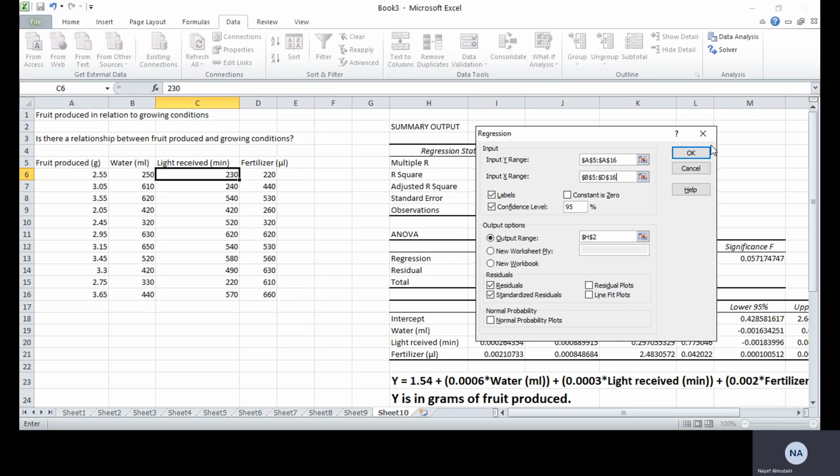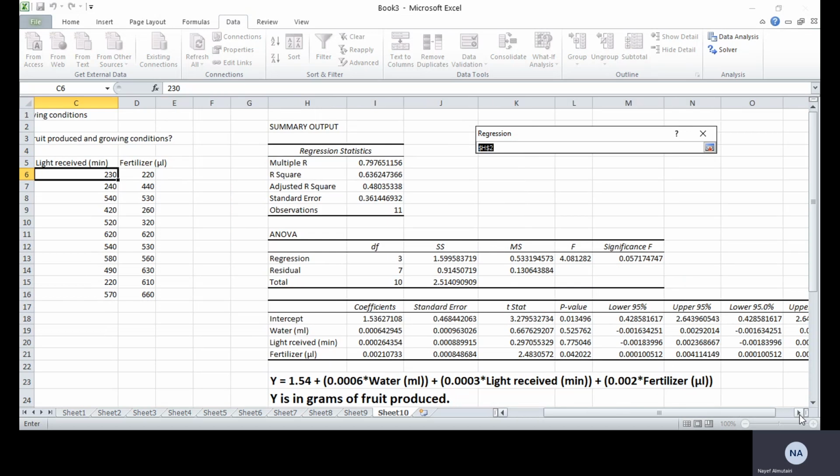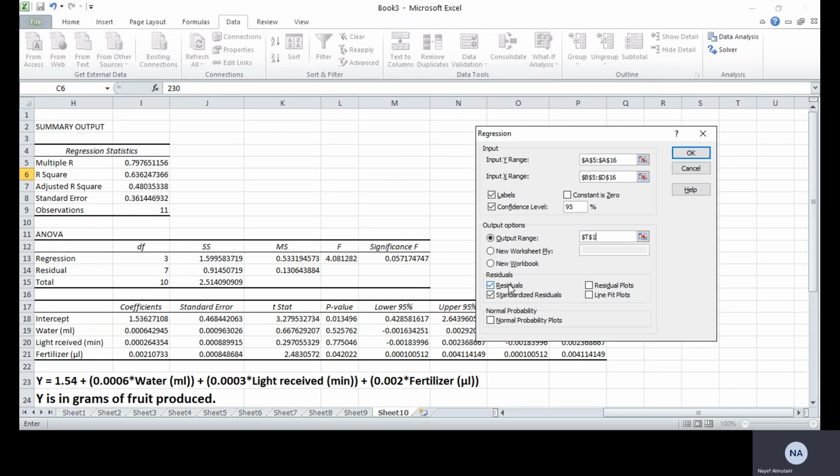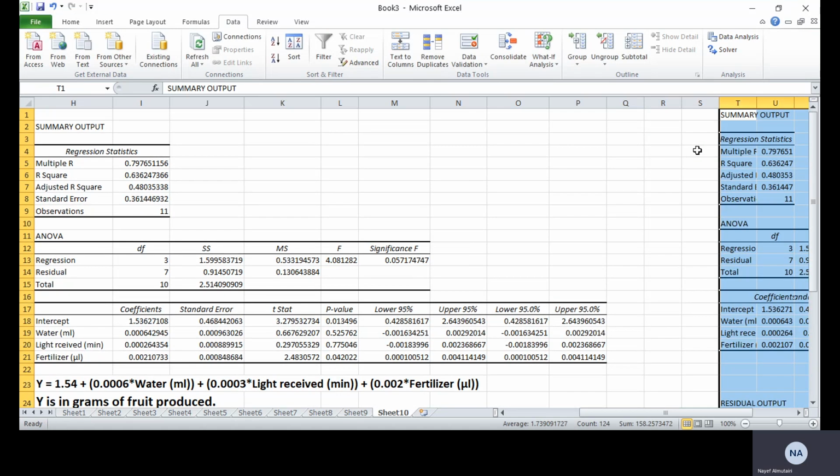The input Y range, we just put it. We're going to use the labels because we put the labels at the top. We're going to use the confidence level, 95%, as we usually do. We're going to choose the output range. Let's choose another output range, not the one you have here. I'm going to select it here. And then I'm going to select residuals, standardized residuals if you want to, or you could just leave it as this. You don't need plots, line fit plots or normal probability plots. So we'll say OK, and then we can find the results.